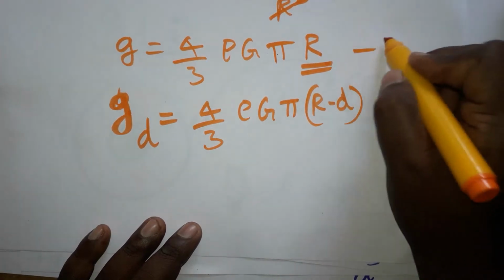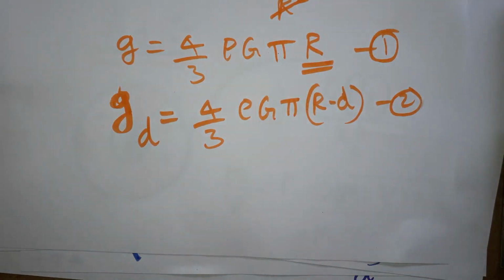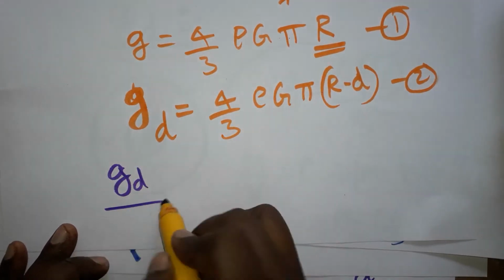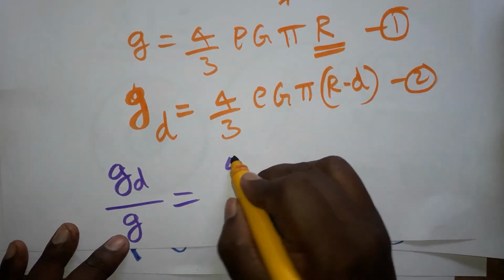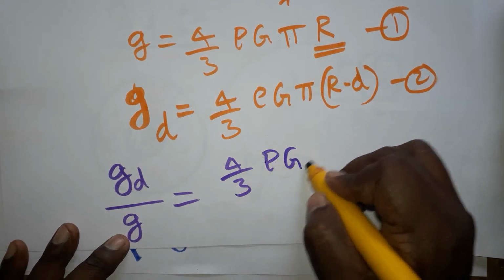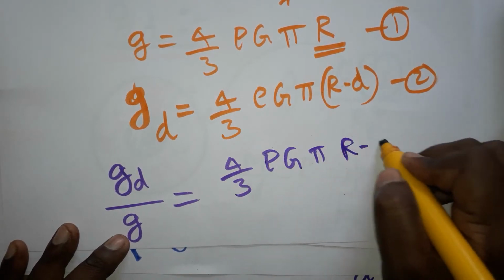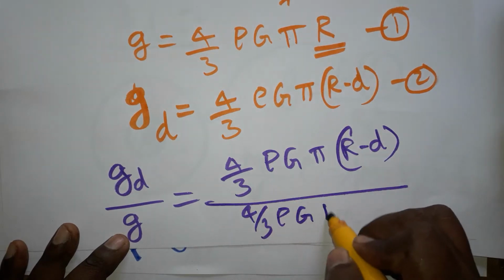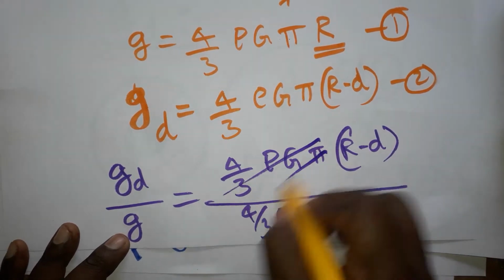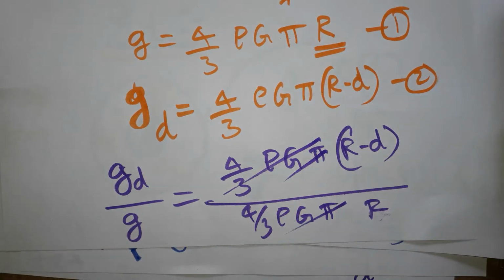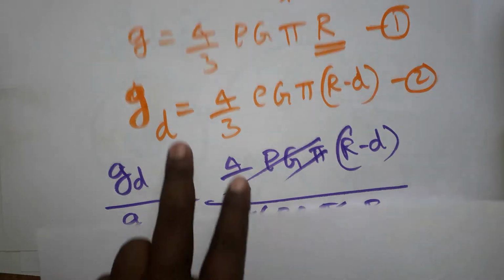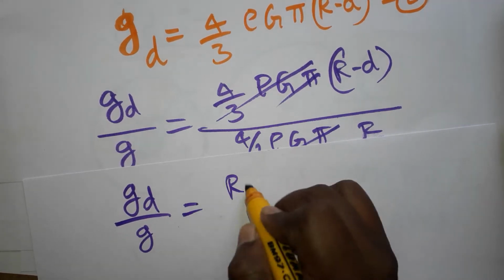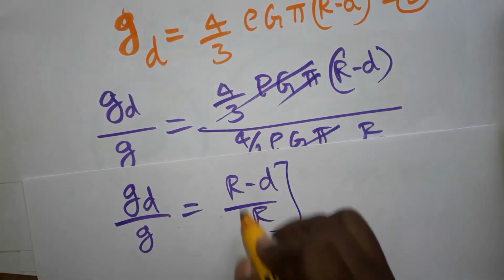Equation 2 divided by equation 1, we will finally get a very simple form of the equation. Gravitation at depth divided by gravity on the surface: 4 by 3 rho G pi (r minus d), because the second equation is divided by 4 by 3 density G pi r. Everything gets cancelled, only the remaining terms will be there. So gd by g is equal to r minus d divided by r. Only this much will be there.